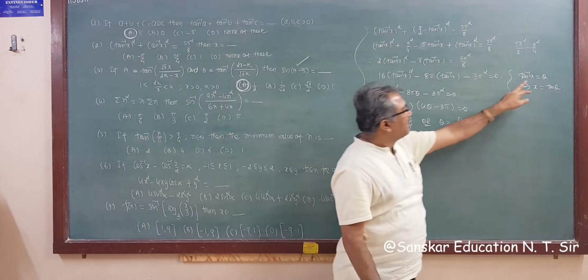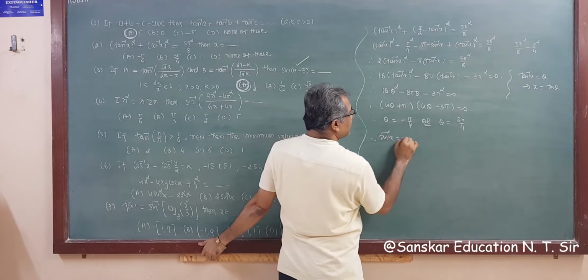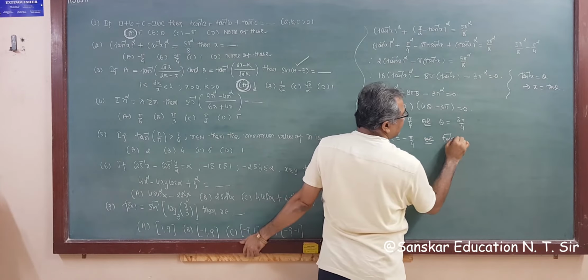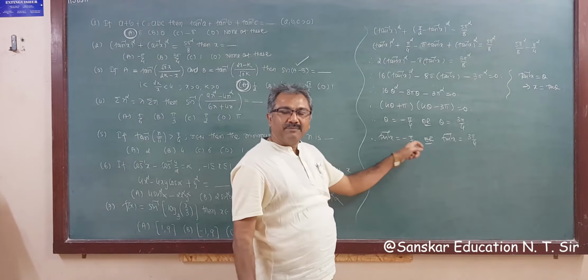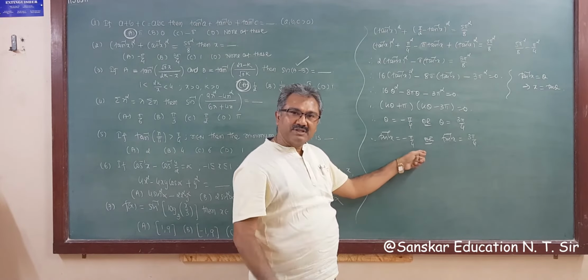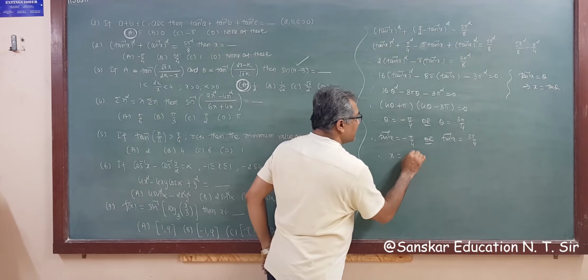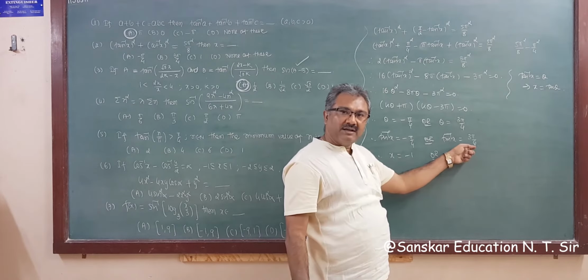But what is theta? Theta is tan inverse x. That is, tan inverse x is equal to minus pi by 4 or tan inverse x is equal to 3 pi by 4. So x is equal to tan of minus pi by 4. You know tan of minus pi by 4 is minus 1. So x is minus 1. And here x is equal to tan of 3 pi by 4, again minus 1.